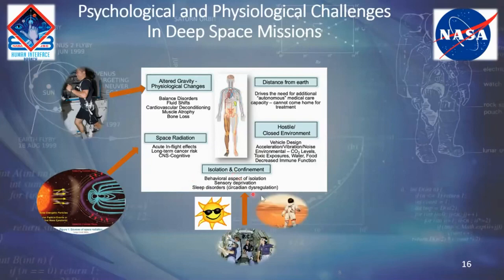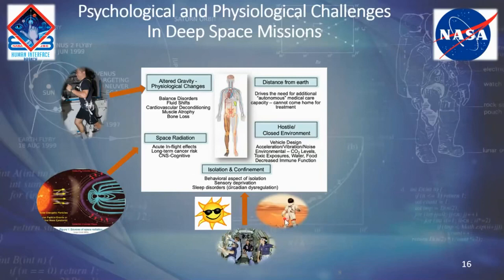Isolation and confinement. This is more of a behavioral aspect of isolation. Sensory deprivation. In other words, we no longer sense that we're on Earth, we're somewhere else. Sleep disorders. As we get further away from the sun, the intensity of the sun and its interaction with the body goes down, and so it basically upsets how we sleep and things like that. Isolation is going to be a biggie.